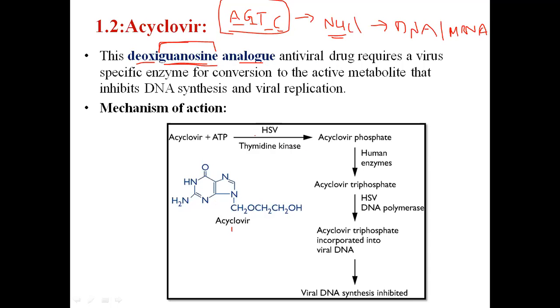Now see the mechanism of action here. Acyclovir combines with ATP, and with the help of thymidine kinase it is converted into acyclovir phosphate. Then with the help of human enzymes, it is converted into acyclovir triphosphate. So the difference is what? Only the addition of two phosphate groups. Here there is already one phosphate group, and two more groups come, so it becomes acyclovir triphosphate.